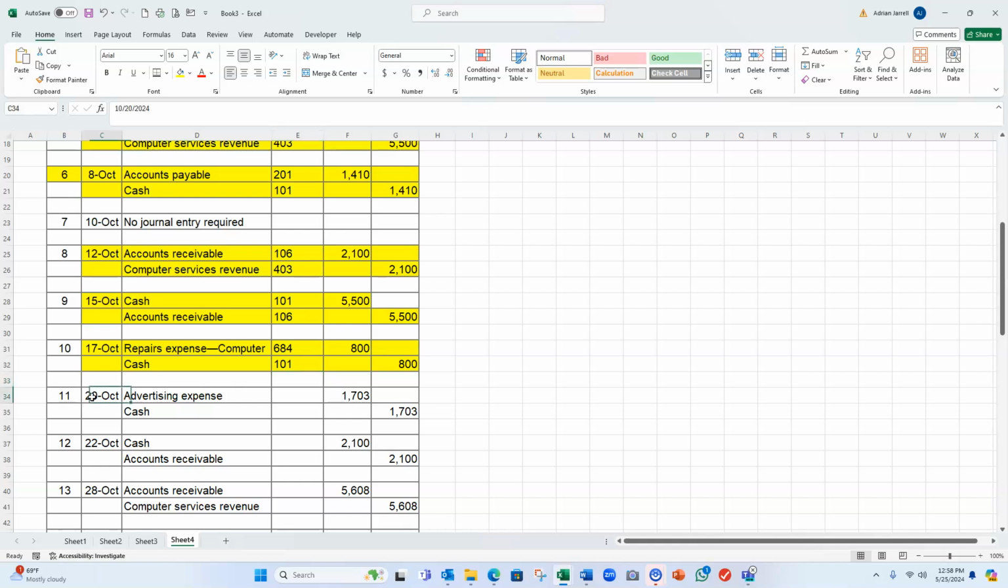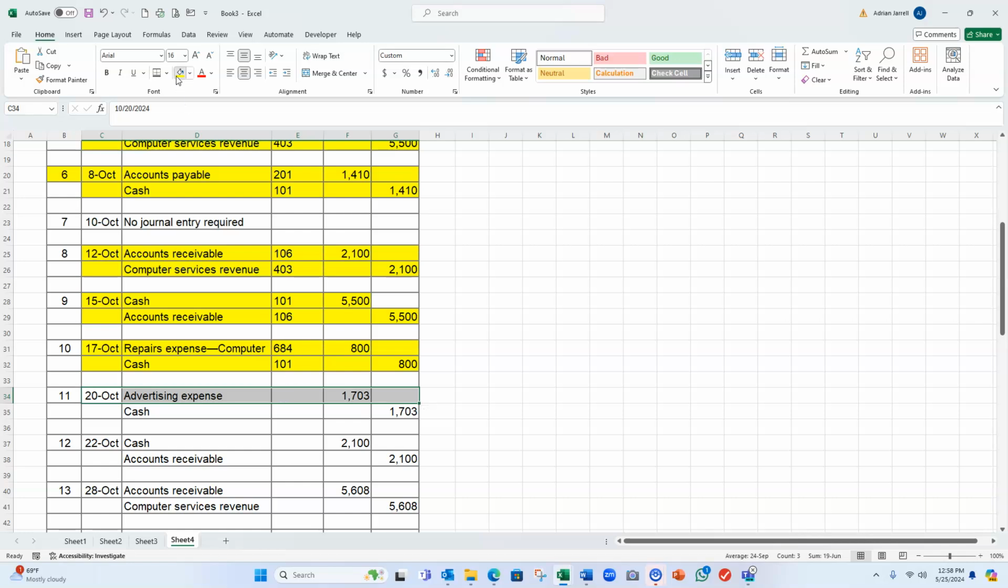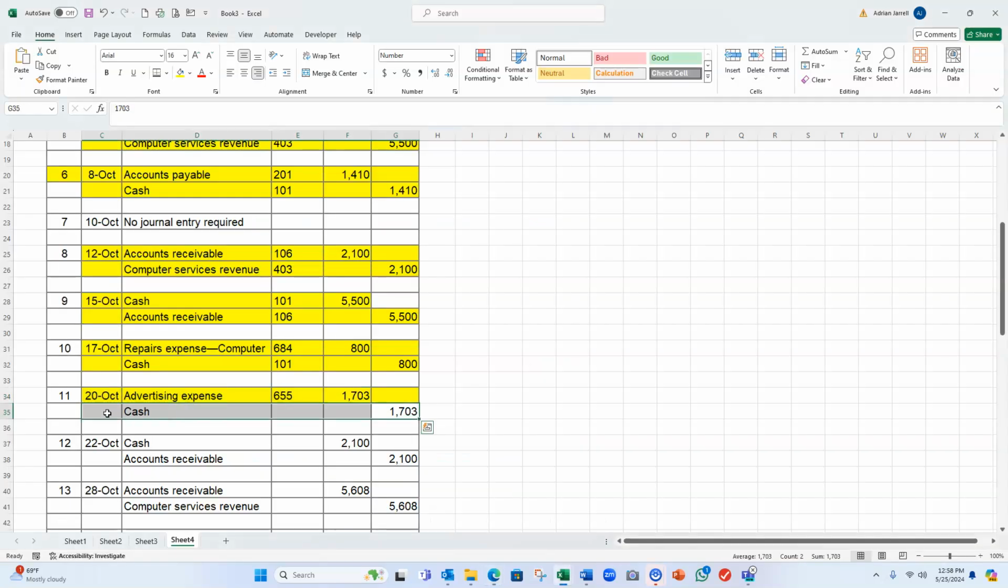We're going to debit advertising expense for $17.03 on the 20th. That was account number 655. I just looked at it when I went by. And then we're going to credit cash for $17.03 on the 20th.